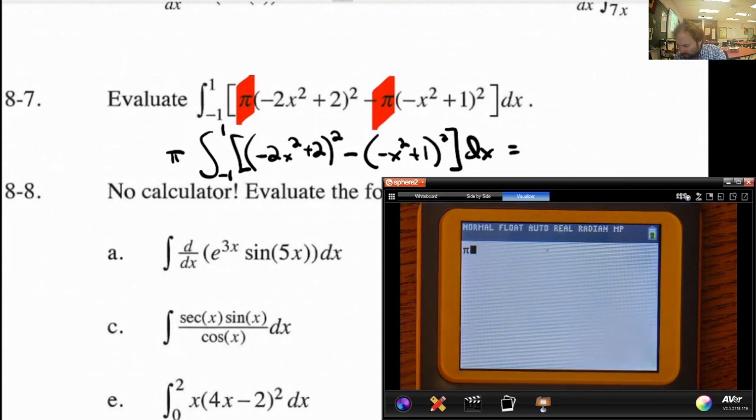So we're going to put a pi in front. We're going to have a big old integral. Or actually, you know what? Let's forget about pi, because we'll probably get a decimal answer for this that's something reasonable, and we'll just stick pi on it.